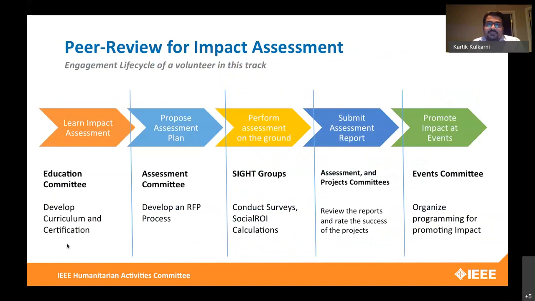So we are launching a new program called Peer Review for Impact Assessment. What this means is, just like the way you come together and write a proposal to do a project, you can come together and write a proposal to evaluate the impact of a project. That project could be within your own section, your own community, your own geography, but most importantly, you should not be from the project team. You should be a peer team of the project team. You could come together and apply with an impact assessment plan, and you could evaluate the impact.